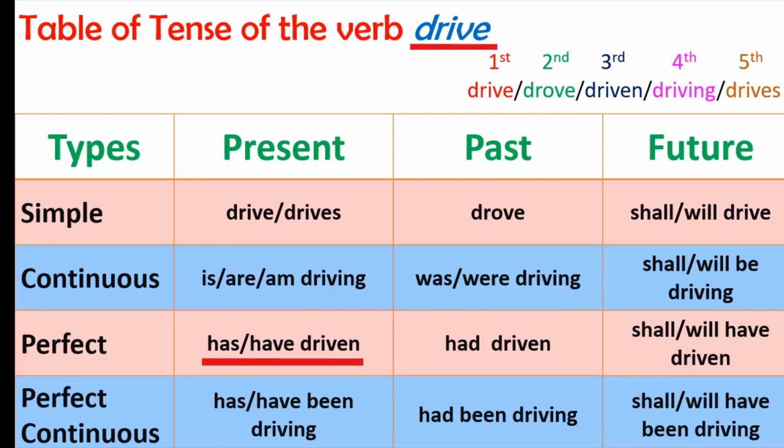In present perfect tense, we use the verb's third form with helping verb has or have. In past perfect tense, we use the verb's third form with helping verb had. In future perfect tense, we use the verb's third form with helping verb shall or will. Verb third form with a helping verb is common in the perfect aspect of each tense.